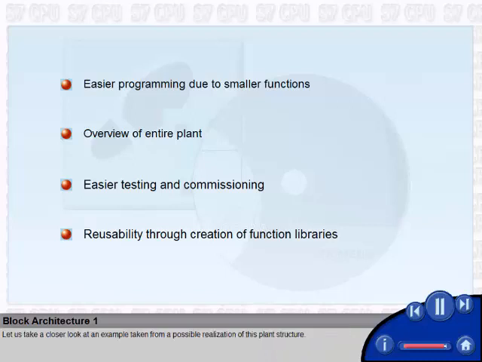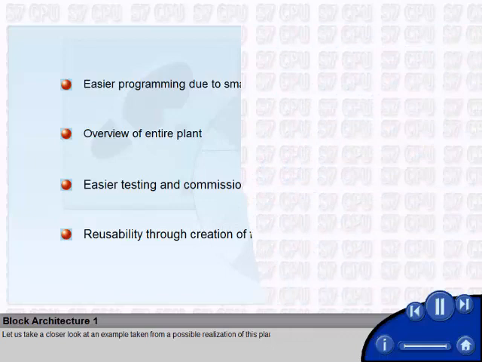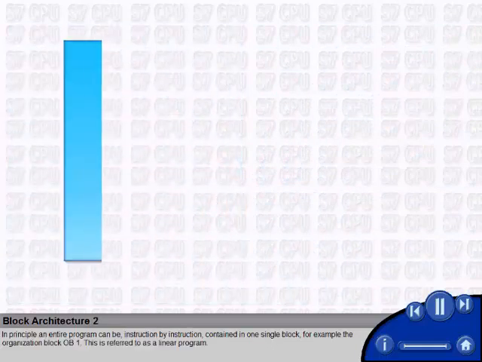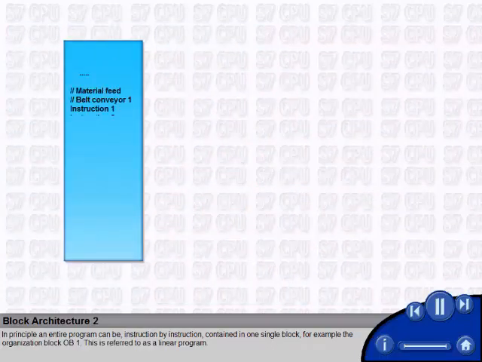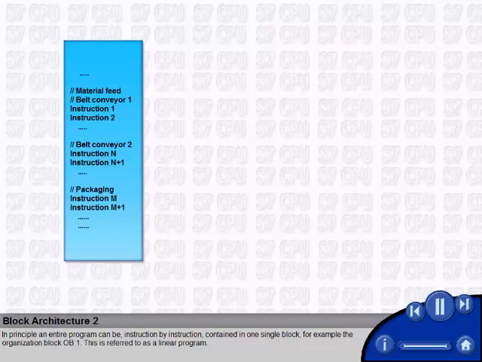Let us take a closer look at an example taken from a possible realization of this plant structure. In principle, an entire program can be, instruction by instruction, contained in one single block, for example the organization block OB1. This is referred to as a linear program.